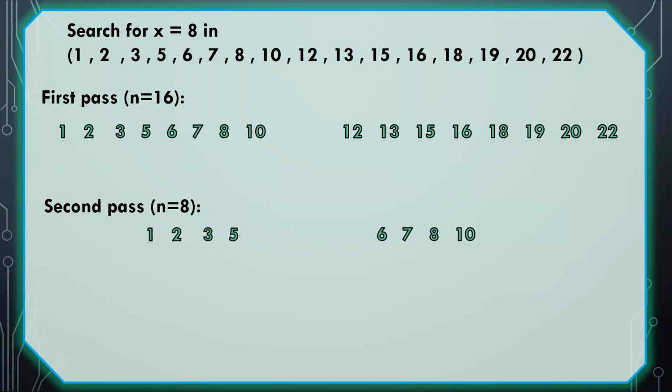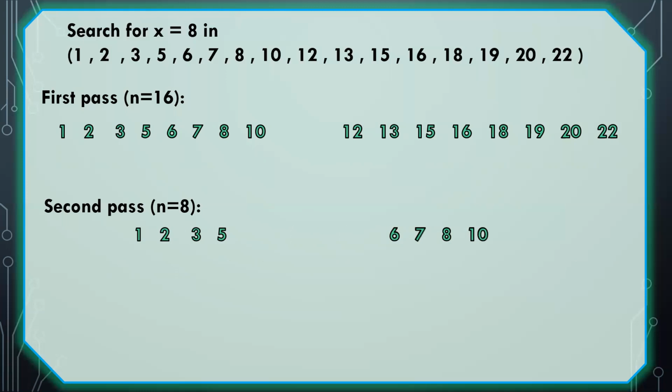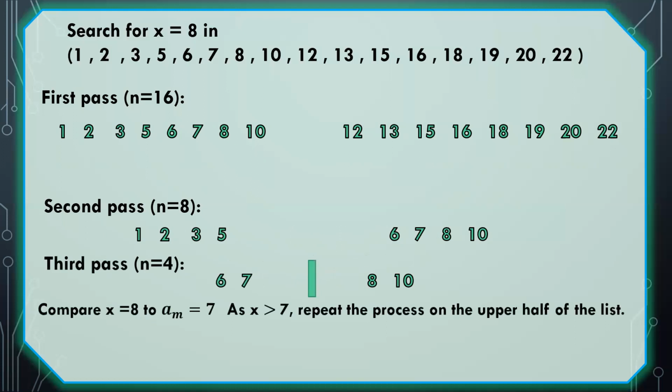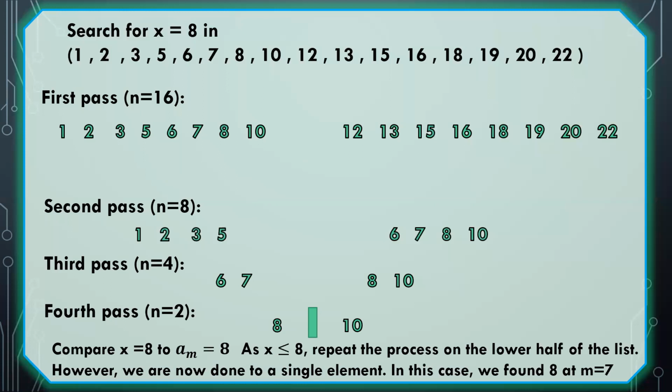Again, I split this list in half. I look at A sub M, which in this case will be the 5. I compare, 8 is greater than 5, so now I know it's in the upper half. I've got 4 elements now, so I split it up, 2 and 2. Compare the 8 to 7. Oh, it's still in the upper half. Keep going. This time when I look at it, I compare 8 to 8, and I say X is less than or equal to 8. So I'm going to repeat the process on the lower half of the list.